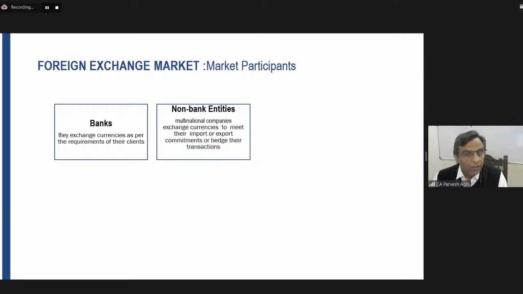Of course, they can go to the futures market and options market. They can go to the forward market to hedge their transactions. So these are the non-bank entities, and we'll be covering all those topics, the futures and options, which are more interesting, and there are a lot of questions being asked on this topic. So we will be covering that later.